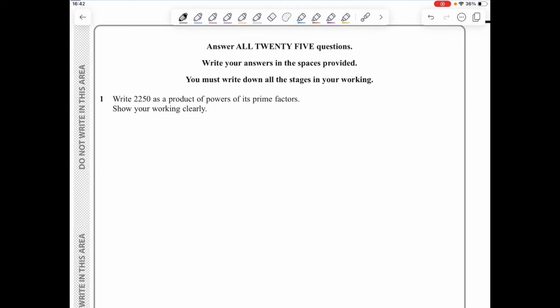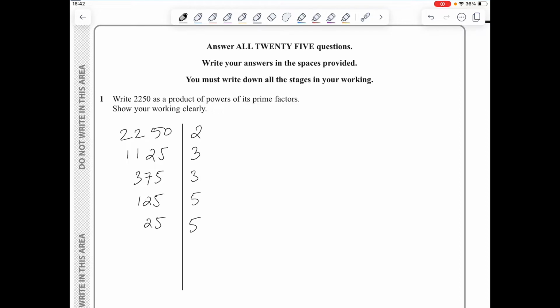For question 1, I'll start by dividing 2,250 by prime numbers. Let's start by dividing by 2. This gives me 1125, divided by 3. We get 375, divided by 3 again, 125, and now divide by 5. Get 25, 5 again gives you 5, and finally divide by 5 to get 1.